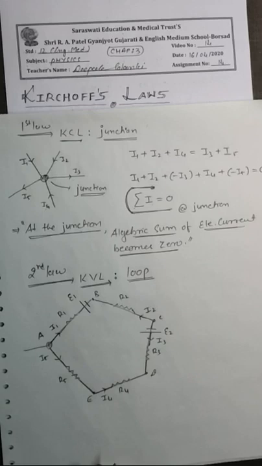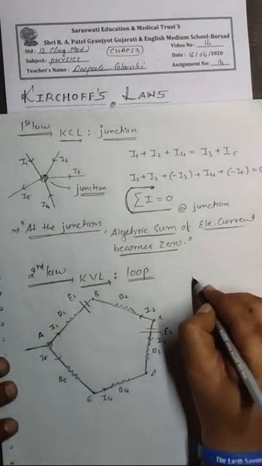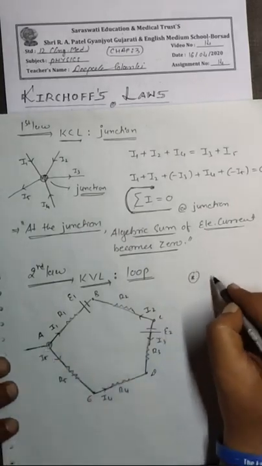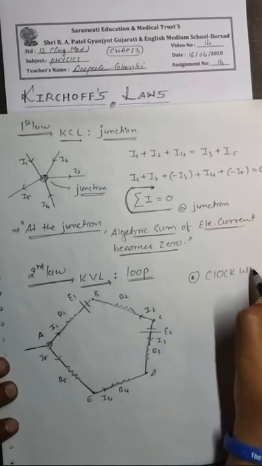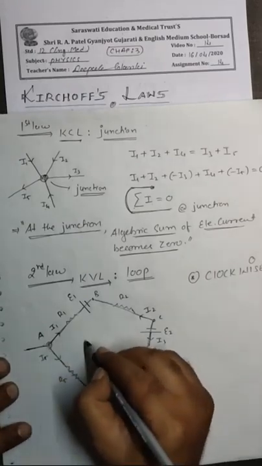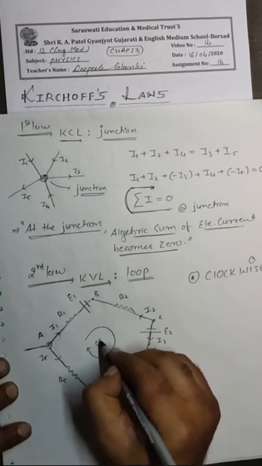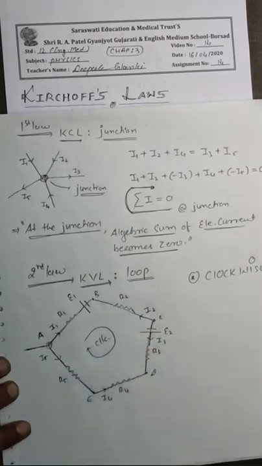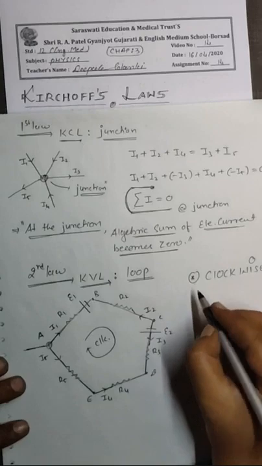Ready? So the first sign convention: you have to go in a loop clockwise. Means from A, you have to move like this, clockwise. Okay? So this is the first rule, clockwise. What is the second rule?